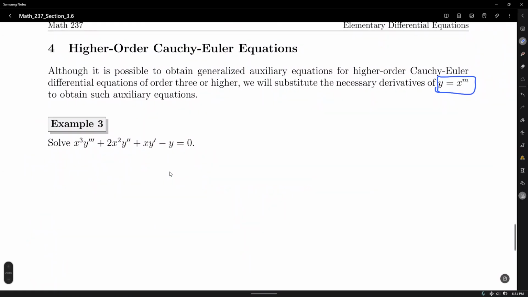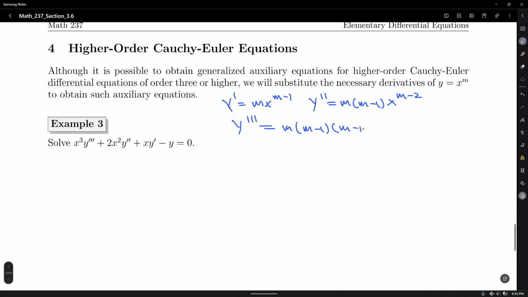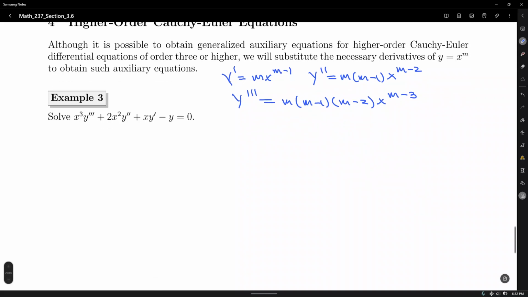The approach is finding the consecutive derivatives, that is y prime, which is m x to the m minus 1, y double prime, which is m times m minus 1 times x to the m minus 2, and y triple prime, which equals m times m minus 1 times m minus 2, x to the m minus 3. All right?